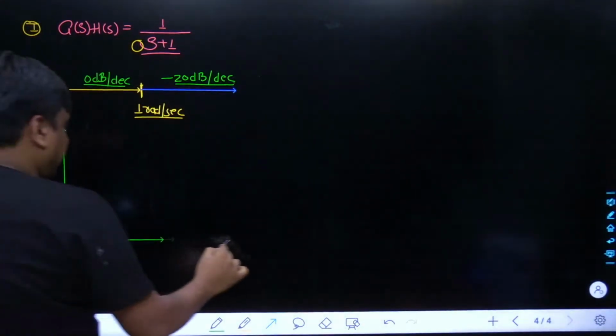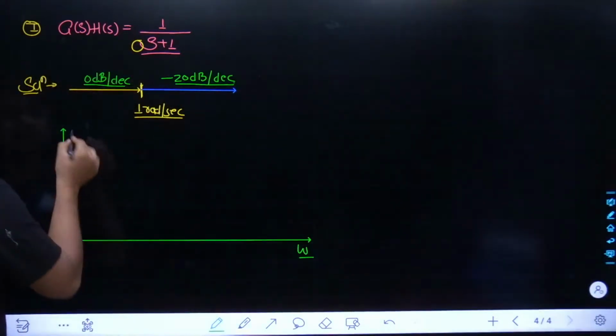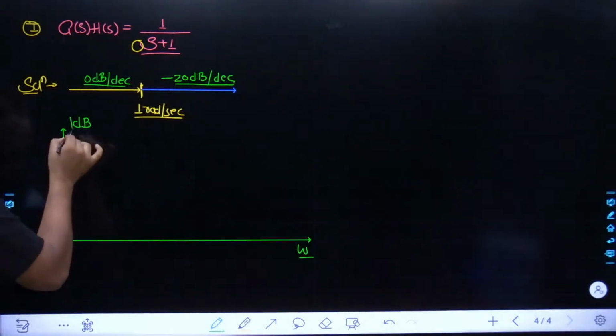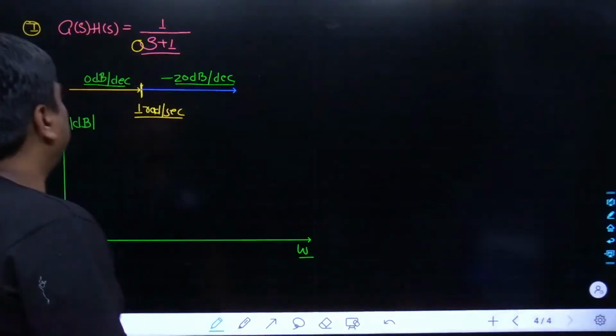Again, what we are going to do over here is take a Bode plane where the x-axis is the frequency axis, and similarly the y-axis is the magnitude axis in dB. Agreed? Till this point, nobody should have any doubt as such.